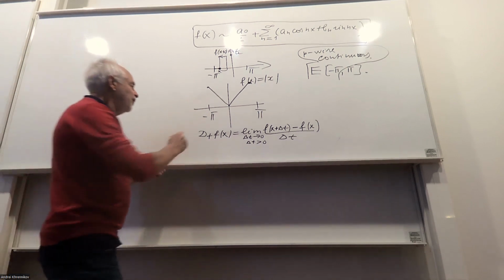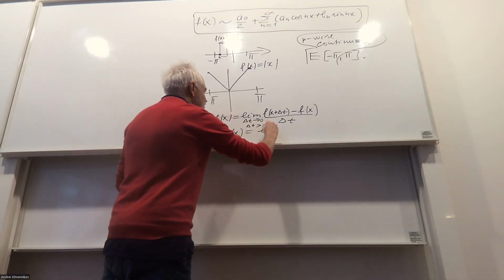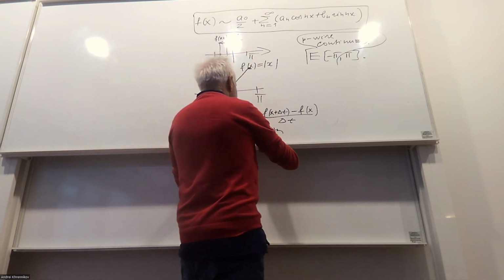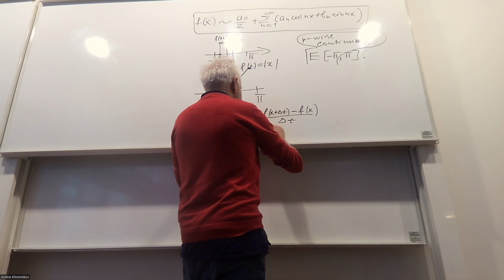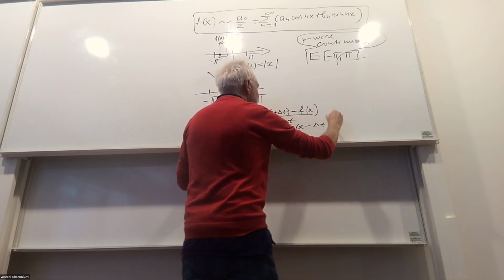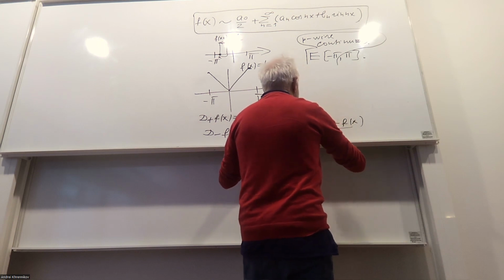In the same way, we define the derivative from the other side. The basic example is, for example, modulus of x. It has both derivatives, but they are different. It is f(x minus delta t) minus f(x), divided by delta t.